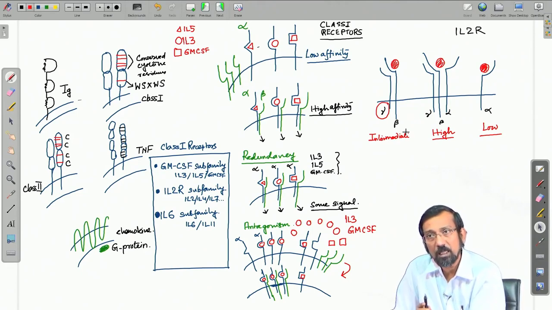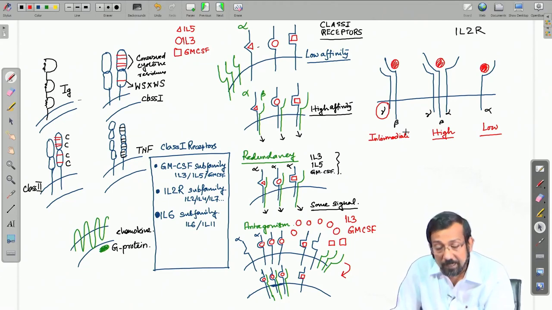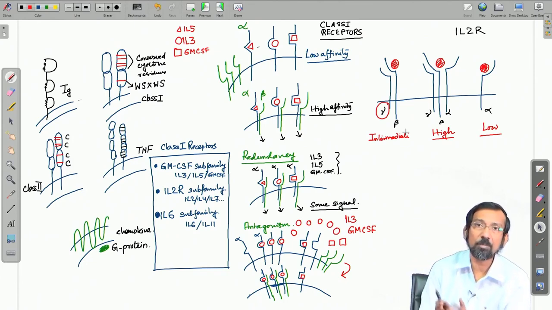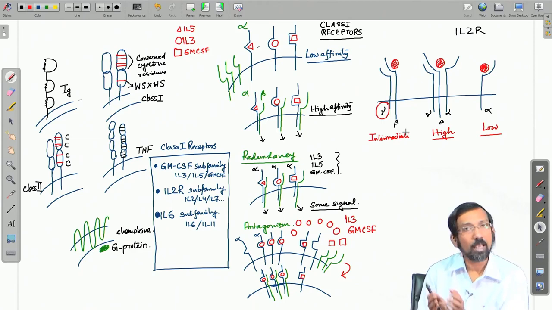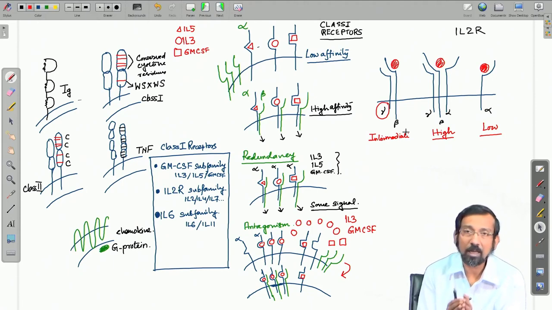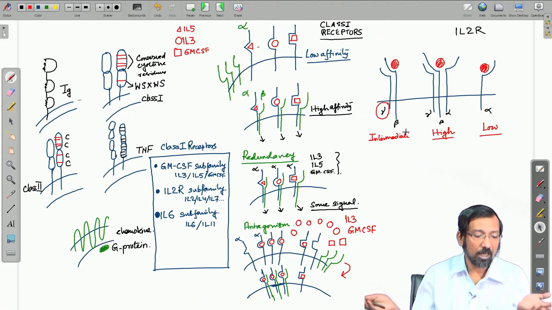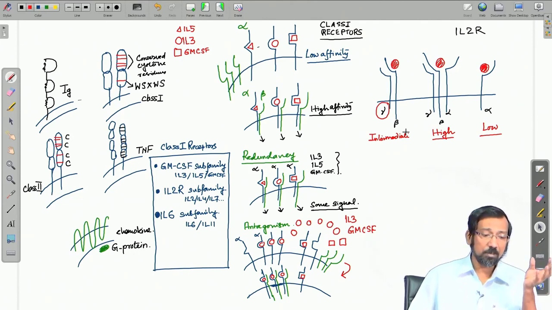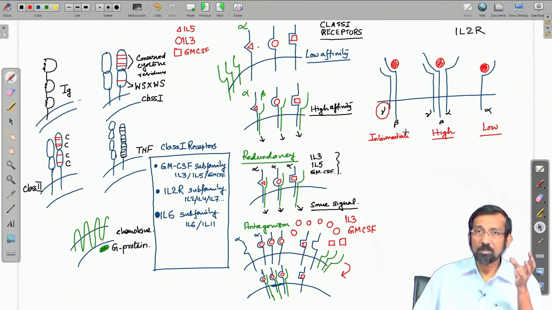They have lower affinity for the corresponding ligand, and the high affinity receptor is the receptor type which can actually transduce the signal downstream, and it is formed only in the presence of alpha, beta, gamma, the three subunits together. And as I told, the gamma subunit is constitutively expressed, and the alpha and the beta subunit expression is primarily linked to activation. This phenomenon ensures that the T cell can express the high affinity receptors only when there is an activation, not always.